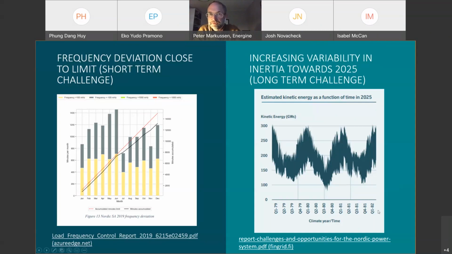So we used more than 30 years of hydrological data to calculate a number of scenarios for what the challenge could look like in 2025. And so it was assessed that we needed at least around 120, 130 gigawatt-seconds of kinetic energy, and here you can see in some periods it could be even lower. So we can see that we probably will have a challenge in 2025.